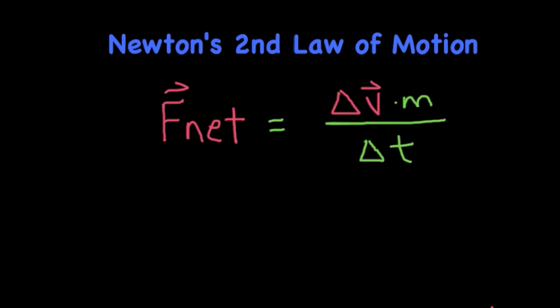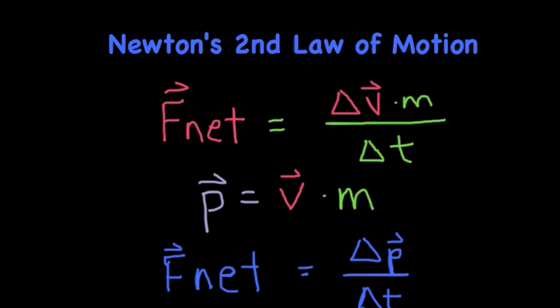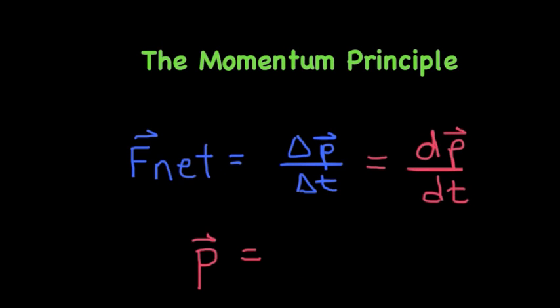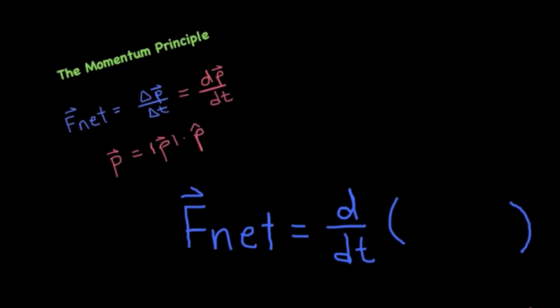Because momentum equals velocity times mass, another way of looking at Newton's second law of motion, also called the momentum principle, is to say that F net equals delta P over delta T. When delta T is infinitesimally small, we have a derivative. Now, momentum, like any other vector quantity, can be expressed in terms of its magnitude and its direction. This gives us a new way of looking at the derivative of the momentum, as the derivative of a product, the product of the magnitude and direction of the momentum.